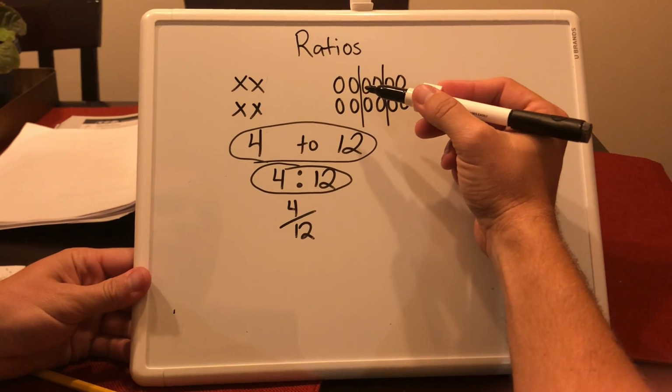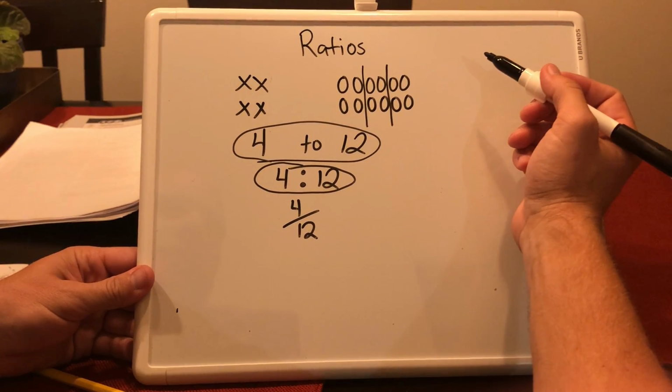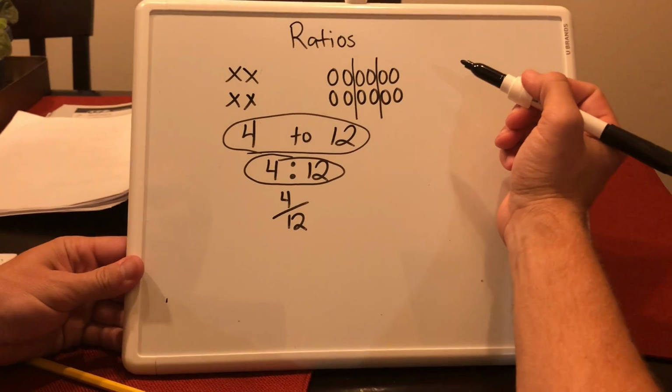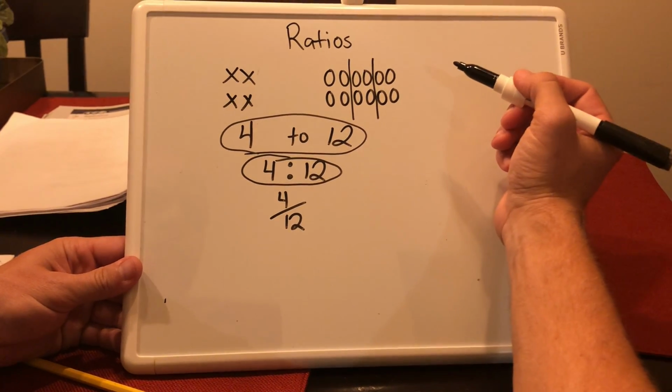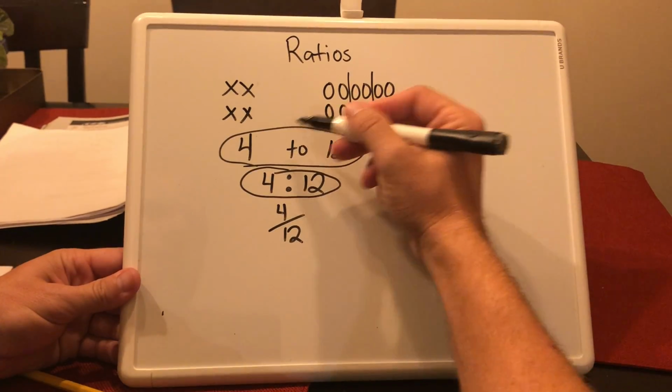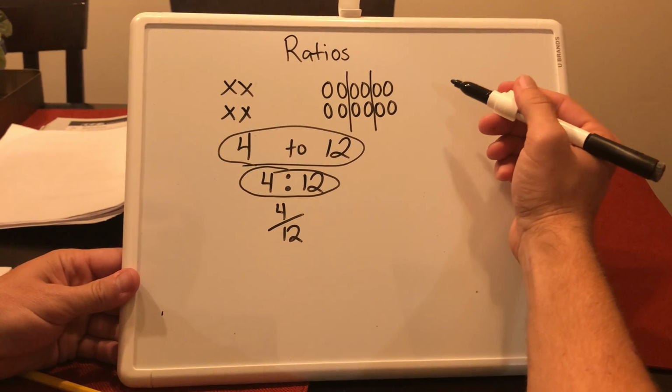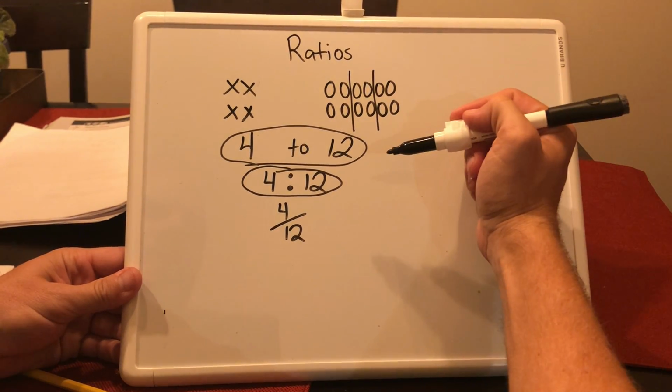Since 4 and 12 both share 4, but they also share 2, I'm going to show you how you can write an equivalent ratio with a picture to go with it. I'm going to see if I can take both of these numbers and just shrink them down by cutting them in half. And it looks like I can because they're both even.